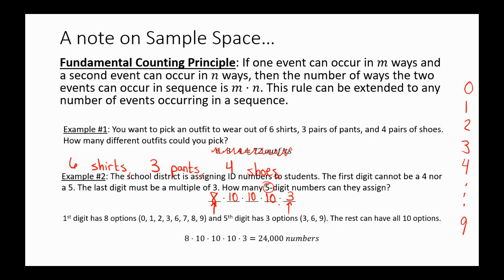So to figure out how many total ID numbers, you just multiply all the way across, and that gets you 24,000 ID numbers. So, like I said, all the fundamental counting principle does is tell you that if you break each happening, if you will, into its own event, you can multiply the ways each event can happen and get the total number of possibilities. That's what it's saying.